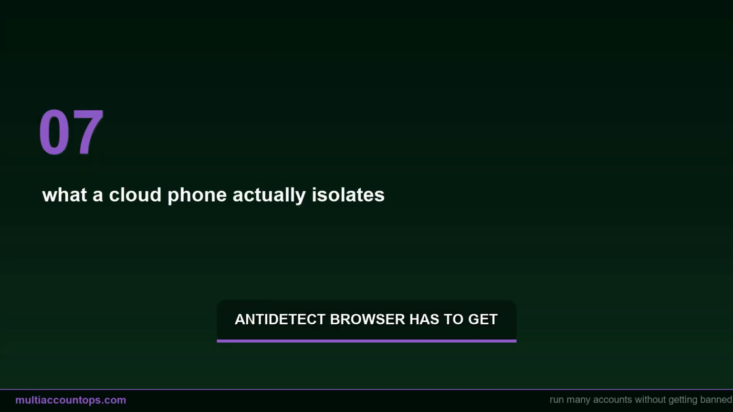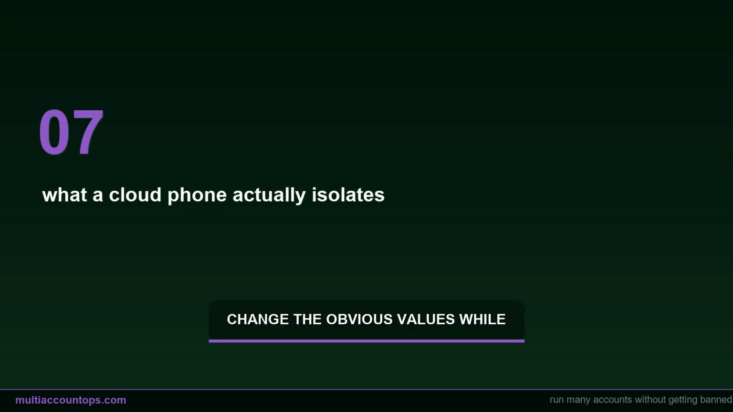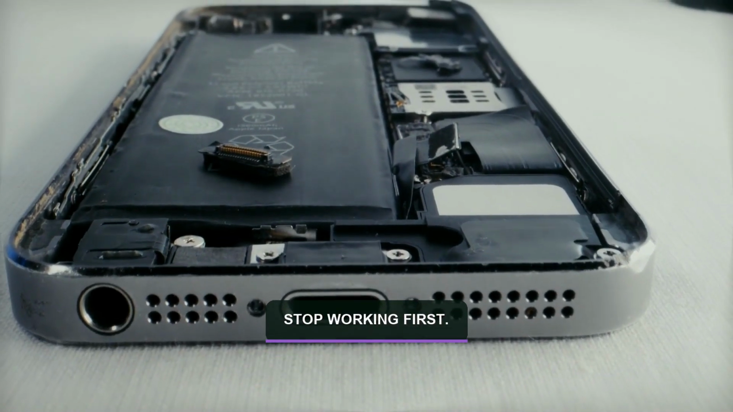A decent Antidetect browser has to get all of these details to agree with each other convincingly, not just change each one in isolation, and the tools that only change the obvious values while leaving the subtle ones untouched are exactly the ones that stop working first.